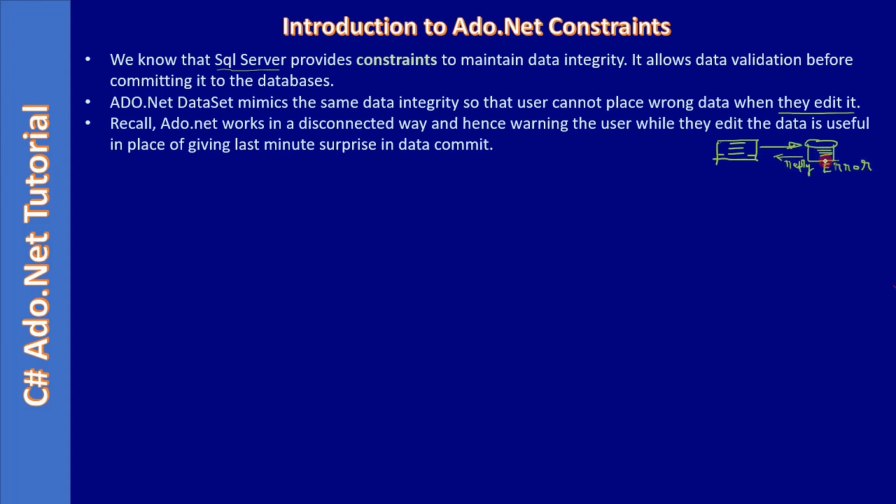Right. So if you see, this is a time consuming process. Why? Because the user edited all the data, they are clicking save, it goes to SQL Server, validates the constraints, and throwing back the error is a time consuming process. So when ADO.NET mimics the constraint violation, while editing the data, at that time itself, it will warn the user. So this will be useful as we are avoiding this round trip.